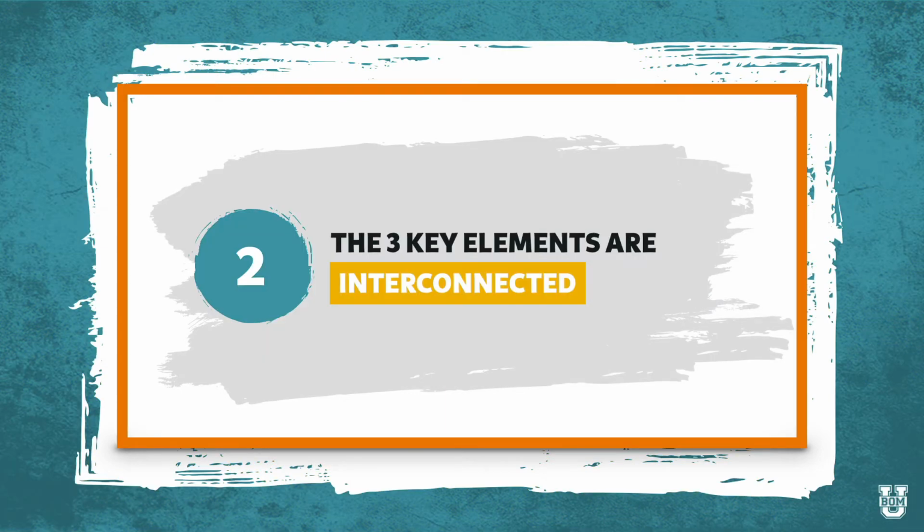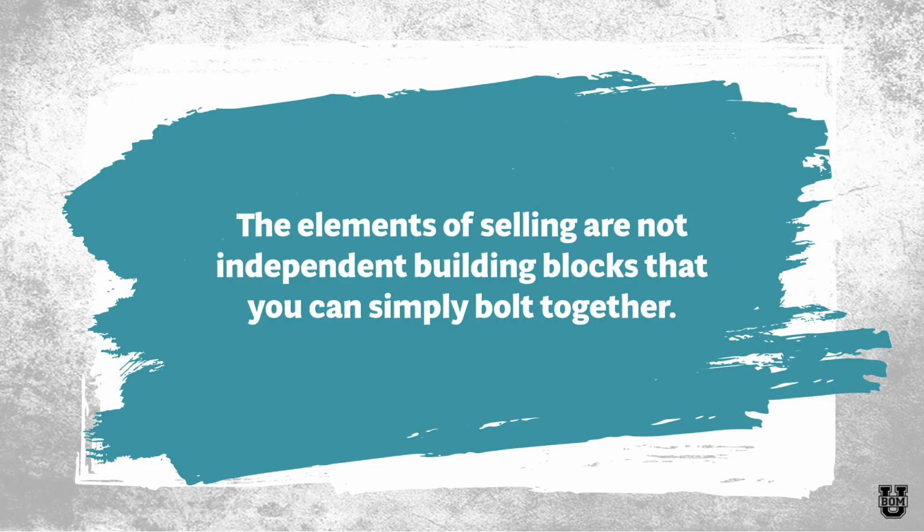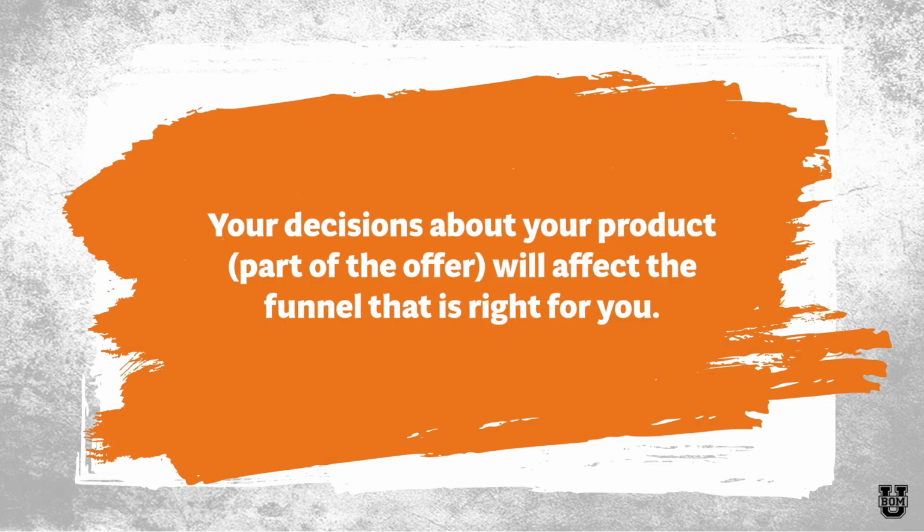Now let's talk about the fact that the three elements are interconnected. What I want you to get is that the elements of selling are not independent building blocks that you can simply bolt together. You can't simply say, okay, here's the offer I want to make, and I want to use this kind of funnel and this kind of messaging. You have to think through how each of those affects the others. And the big part of this is that your decisions about your product, part of the offer, what you're going to offer, will affect the funnel that is right for you.